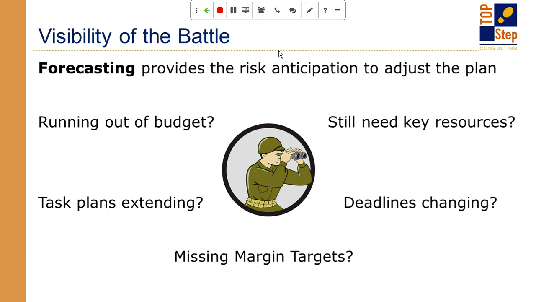And the reality is we have to continually look forward. We have to be on the lookout. We need a scout out there. We need something at our fingertips to be able to look for information about projects. So forecasting is one of those aspects.